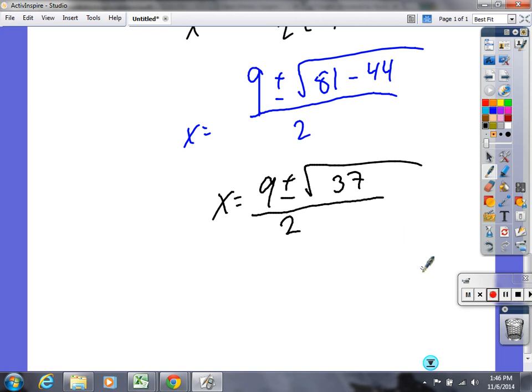How many solutions did I get? How many answers? I actually got 2. 9 plus root 37 divided by 2, and 9 minus root 37 divided by 2. So technically I have 2 real answers. I'm going to come back to this in just a while, but does everybody understand that? If it's positive here, I came out with 2 real answers.